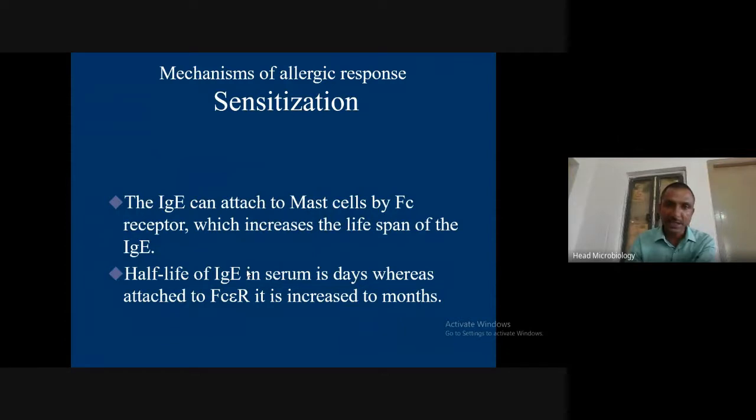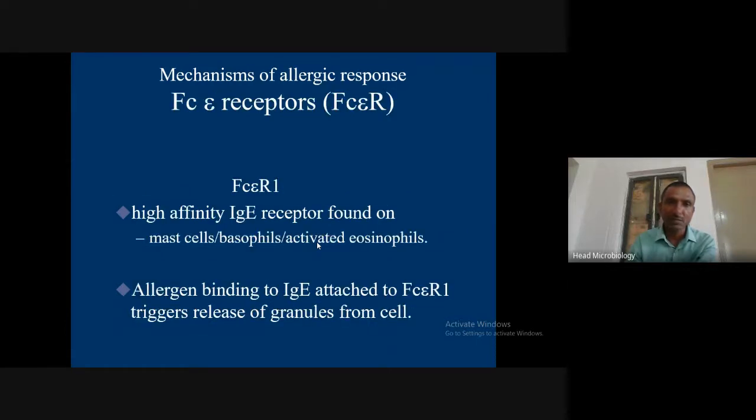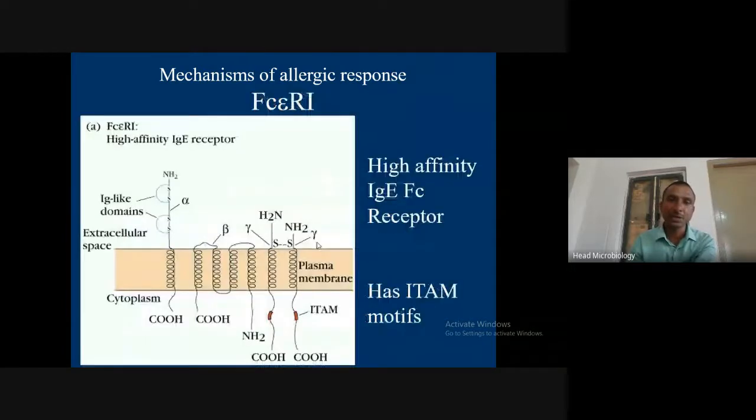These IgE can attach to the mast cells by the Fc receptor and increase the lifespan of immunoglobulin E. The half-life of immunoglobulin E in serum is days, whereas when attached by the Fc region it is increased to months. It is a high affinity IgE receptor found on mast cells, basophils, and activated eosinophils. When allergens bind to the IgE attached to the Fc receptor, this triggers the release of granules.